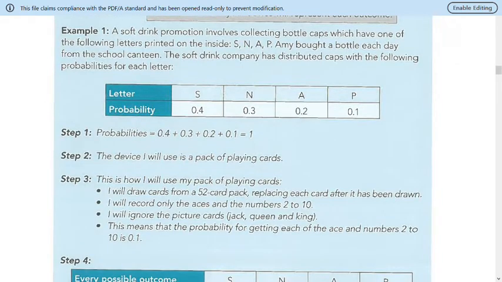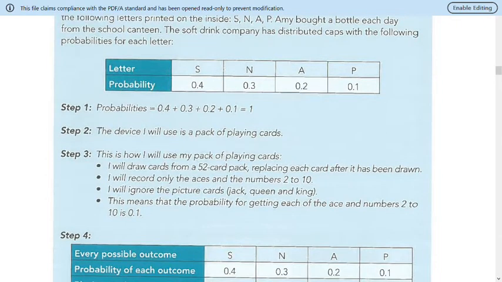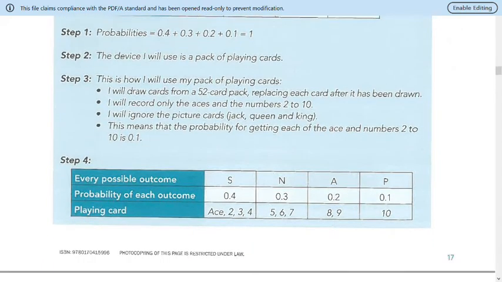All right? They're only going to record aces and the numbers from 2 through 10. So they're going to ignore the picture cards. And remember the probability of getting each of the aces and numbers. If there's only one of each of them, that's 1 out of 10, right? Because you can get one number. If you pull one thing at a time, you can get one of those 10 things to happen. So now look at the next thing.